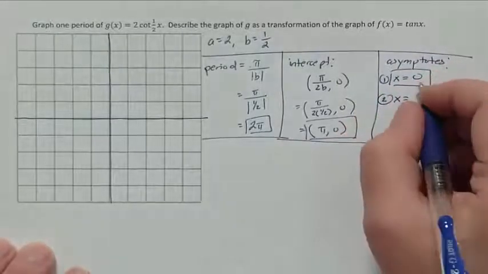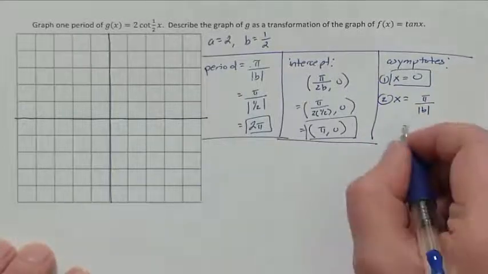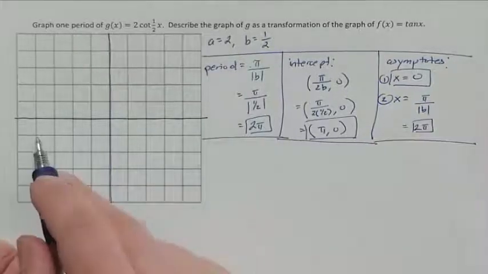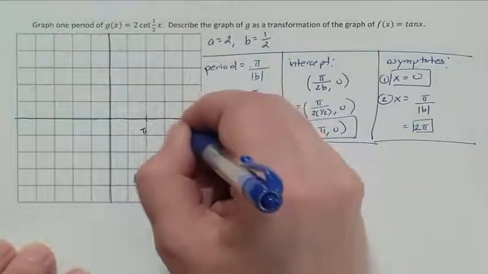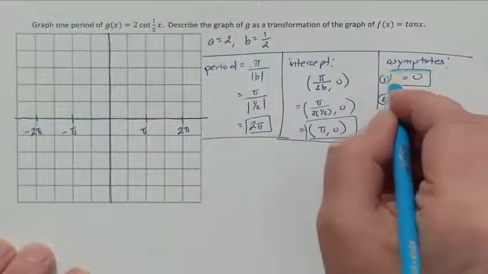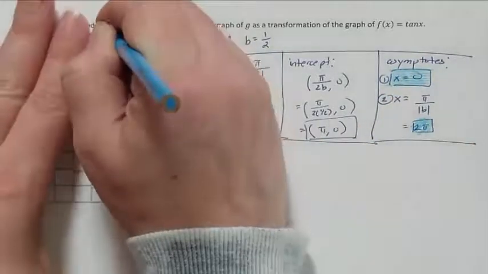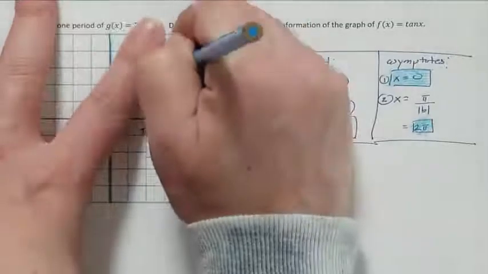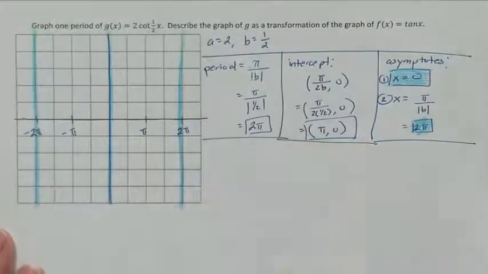Asymptote number 2 is the equation pi all over the absolute value of b, which I know to be 2 pi. So I need to scale my x-axis. I'm going to go ahead and scale my x-axis by pi's. So my asymptotes are at 0 and 2 pi. So here is my 0, and here is my 2 pi, which meant negative 2 pi also had an asymptote.